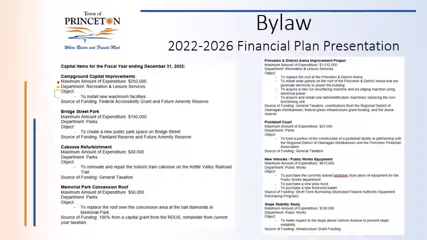It describes an object. So each capital plan has an object. Capital plans are often very narrow in scope, so we can't spend willy-nilly on capital projects. This one is to install new washroom facilities. There we go. Look at that. So yeah, this one is to install new washroom facilities.